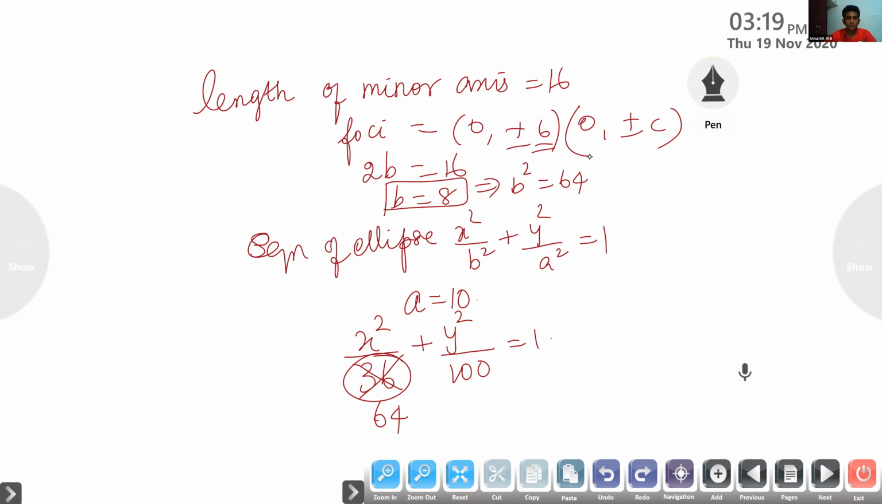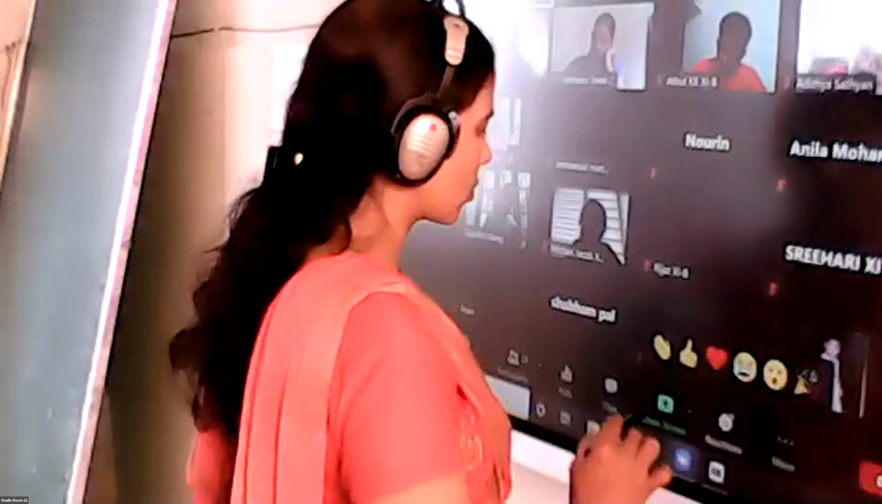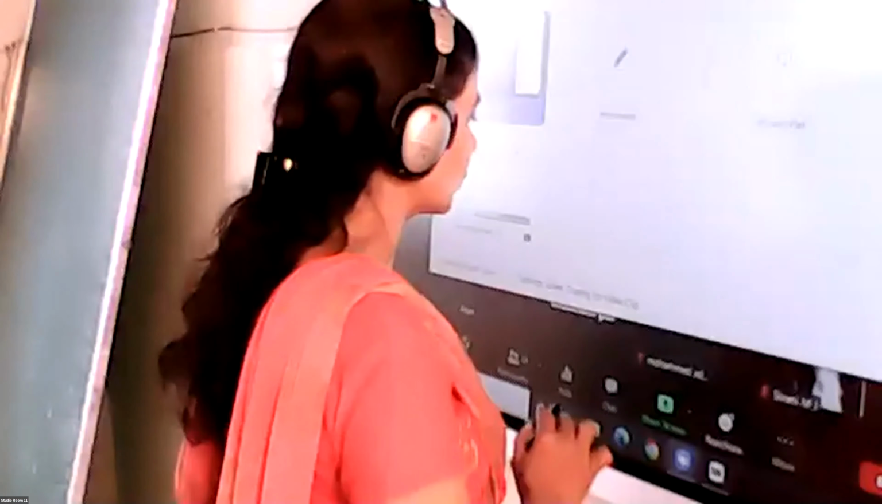Write the next one. Find the equation of the ellipse with major axis on the x-axis and passes through the points 4, 3 and 6, 2.